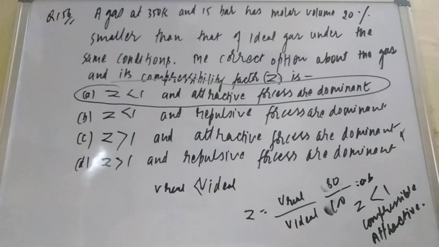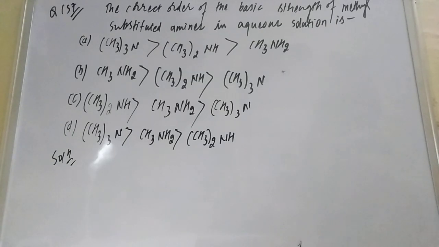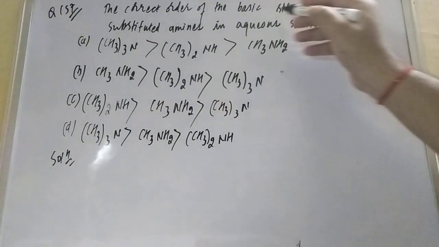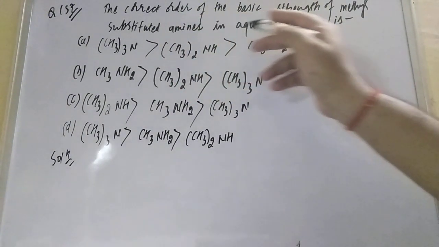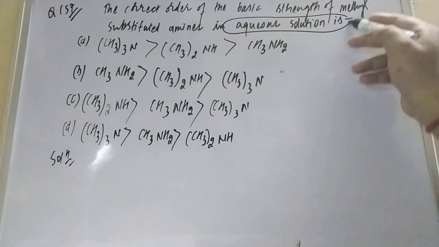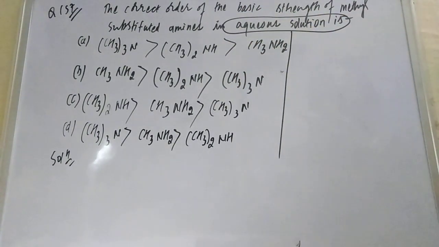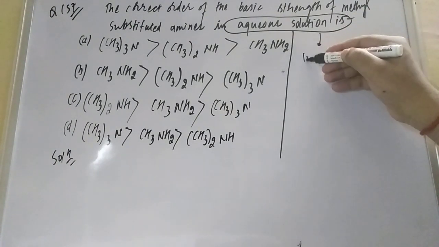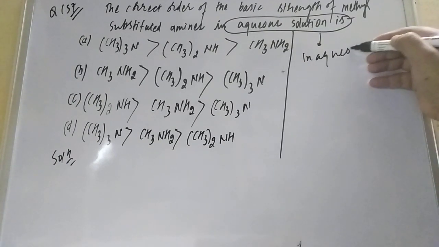Now let us move to the next problem. Student, problem 157 is also quite an important problem that we have emphasized so much in the classroom. The correct order of the basic strength of methyl substituted amines in aqueous solution. See, dear friend, it is the aqueous solution, not the solid or gaseous phase.